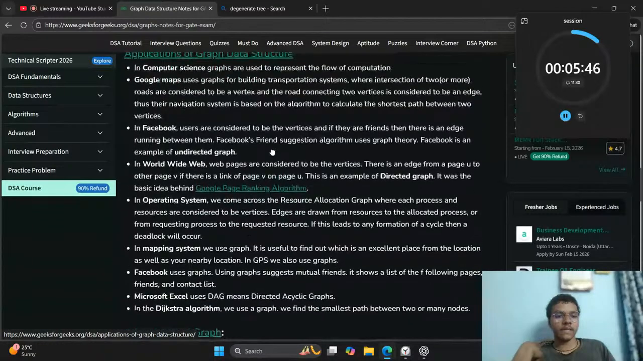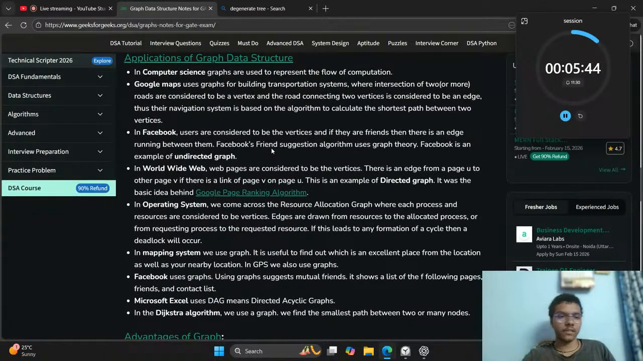Page ranking algorithm. Now, applications of the graph data structure. In computer science, graphs are used to represent the flow of computation. Google Maps uses graphs to build transportation systems. An intersection of two or more roads is considered to be a vertex, and the road connecting two vertices is considered to be an edge. Thus, a navigation system is based on an algorithm to calculate the shortest path between two vertices.